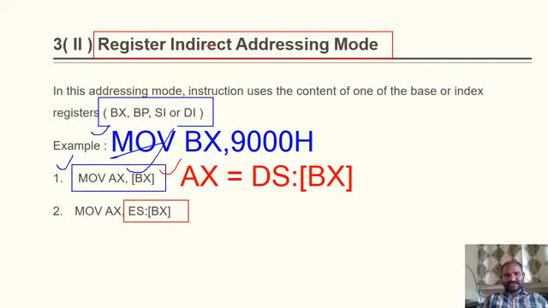When you are using the register indirect addressing mode of operation, if any one of these registers is specified in a particular instruction with square brackets, then obviously the content of this register is specifying the address.